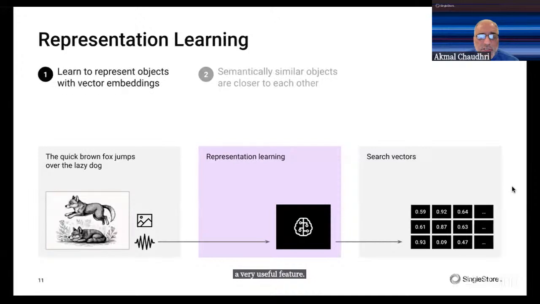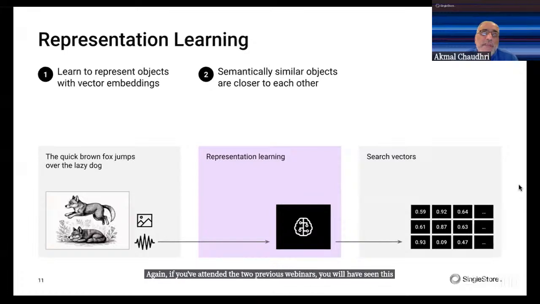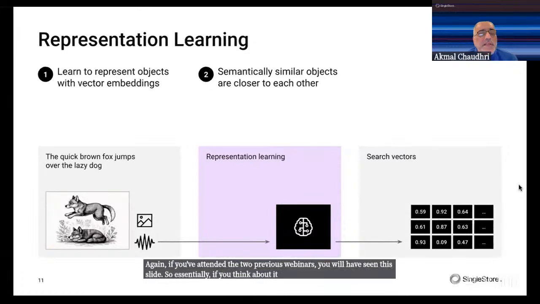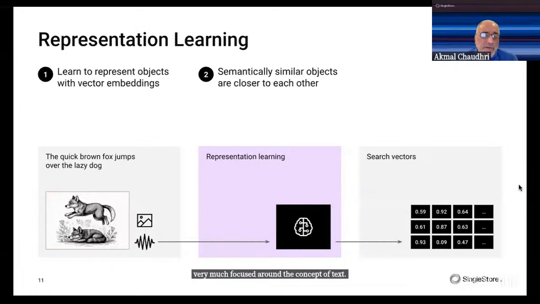For vector search, so if you've attended the two previous webinars, you will have seen this slide. So essentially, if you think about it, what we have seen, particularly with the advent of LLMs, and if you go back roughly 2 years now when ChatGPT was first released, very much focused around the concept of text. That's what we typically use. You know, you're having a chat, hence the word ChatGPT. So think about a phrase such as this. You know, the quick brown fox jumps over the lazy dog.